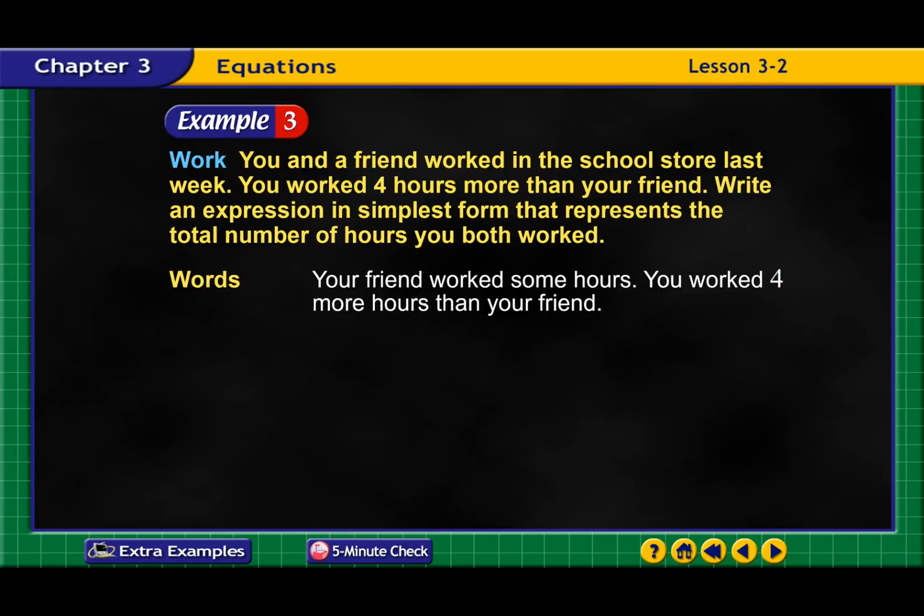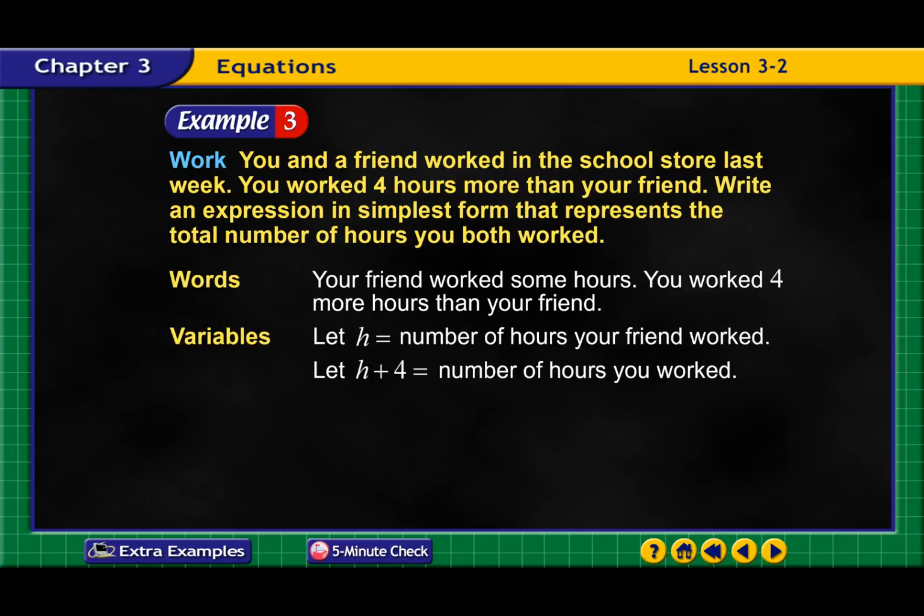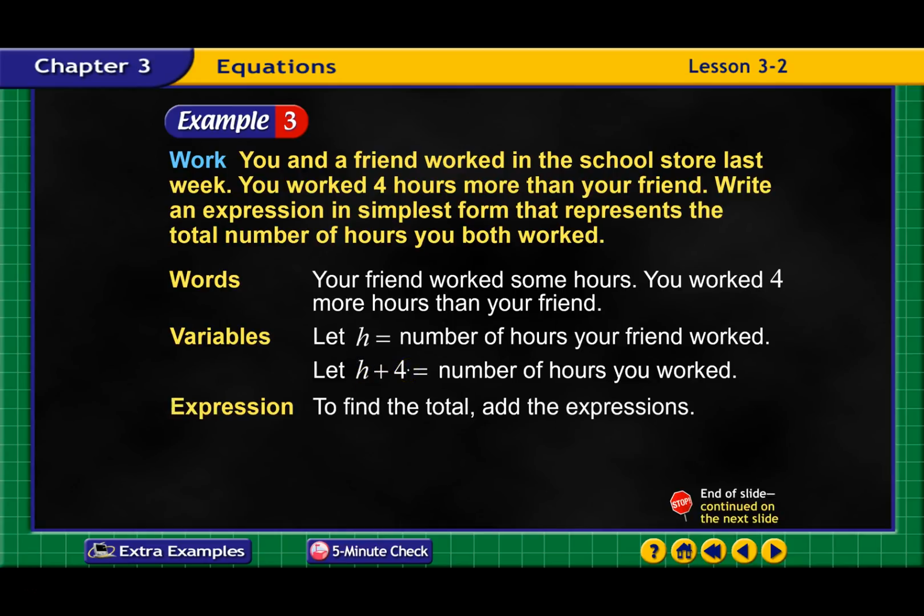So we're going to take that and use those things we did in chapter 1, learning how to put words into an expression. So I'm going to say h is going to be my variable because that's how many hours your friend worked. And then you worked 4 more hours than your friend, so it'd be h plus 4. So to find the total, we're going to add both expressions together.